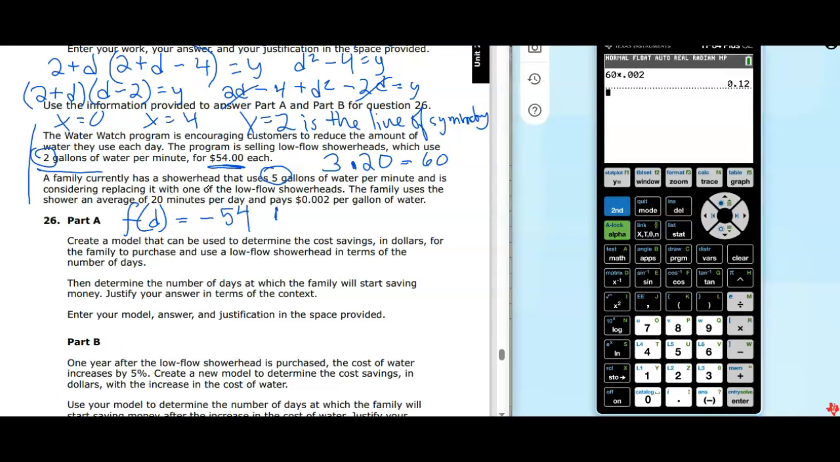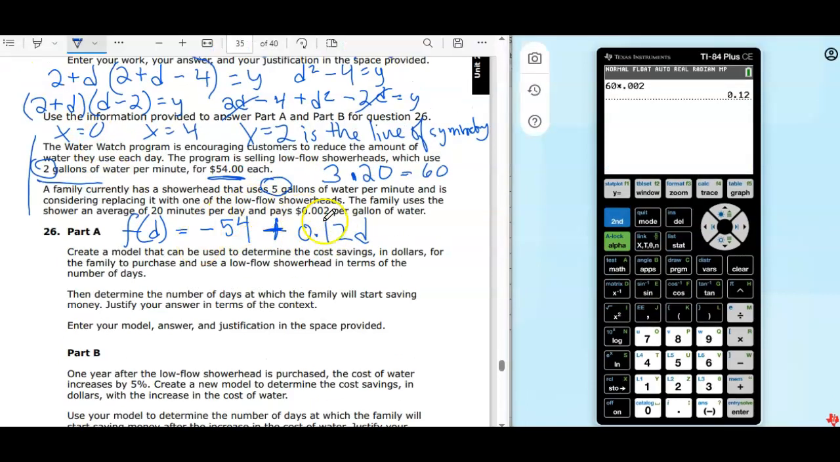So this would be plus the amount that we're saving, which is 0.12 times the number of days. Okay, so that has us set up with our equation. So this tells me how much I'm saving based on the number of days. And then it asks me, well, when will they start saving money? Well, they'll start saving money when they break even, right?